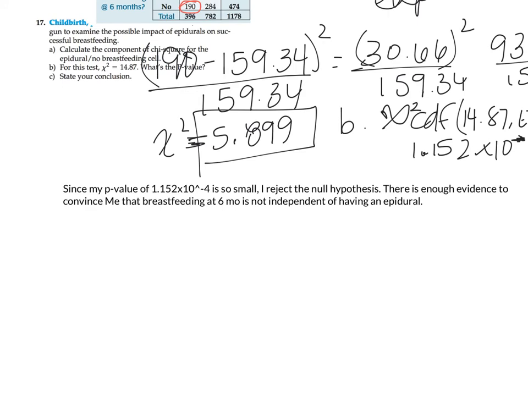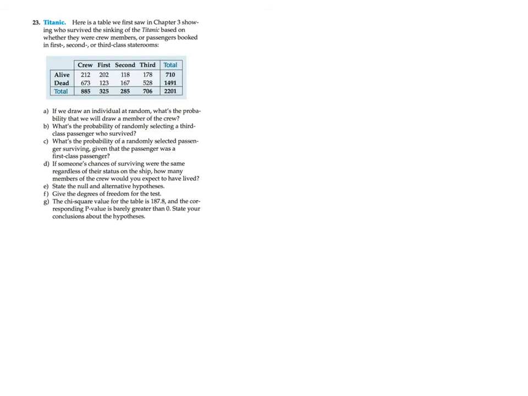Okay, and the last question you had to do was the Titanic problem. Here is a table we first saw in Chapter 3 showing who survived the sinking of the Titanic based on whether they were crew members or passengers booked in first, second, or third class staterooms. If we draw an individual at random, what's the probability we will draw a member of the crew? So, a little bit of review of our probability skills here. What's the probability of it being a crew? And there's 885 out of 2,201.